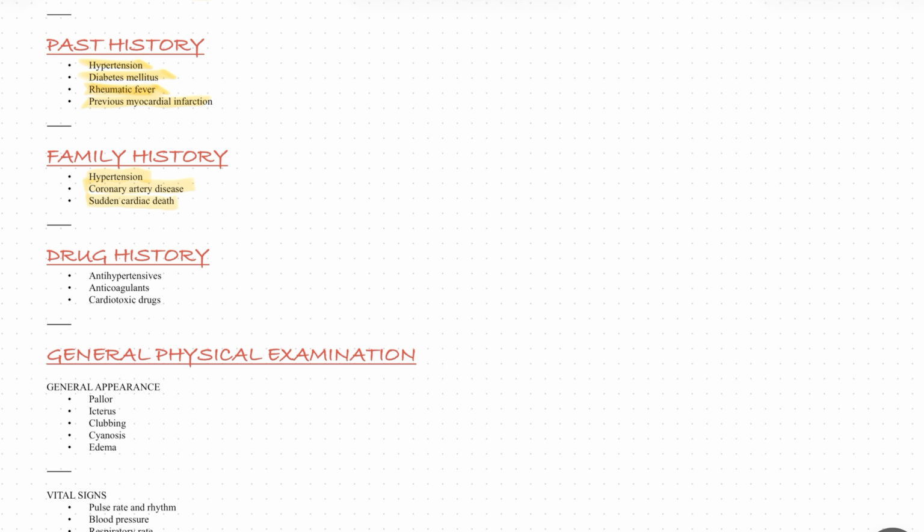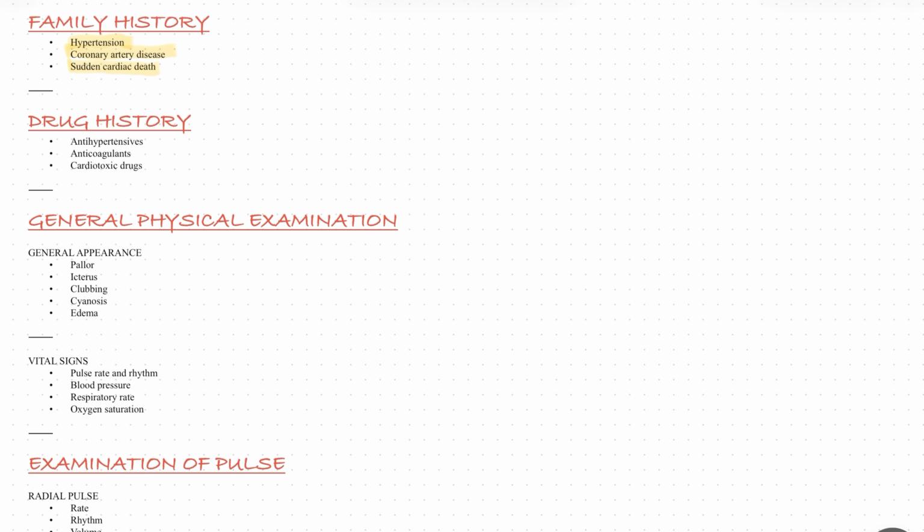It helps to rule out other possible degrees of the actual condition, and it saves time. When it comes to cardiovascular cases in the casualty, you have to save most of the patient's time so that the patient won't face severe problems. Then coming to drug history, as I said for past history, if he has hypertension, then obviously he'll be on antihypertensives, anticoagulants, cardiotoxic drugs.